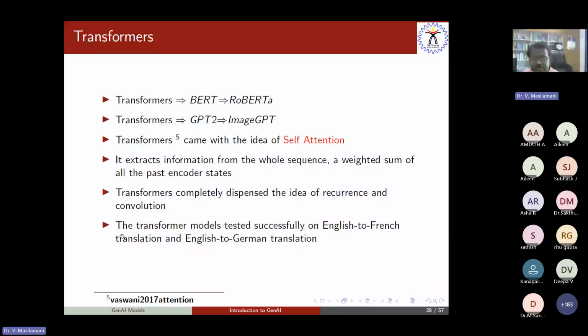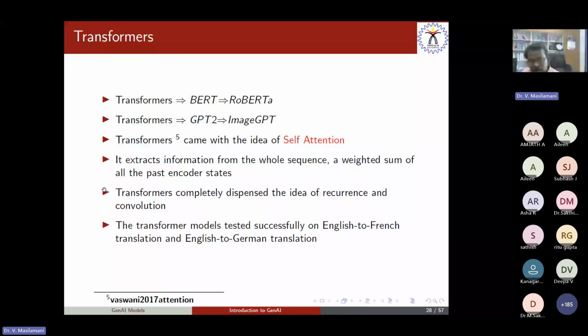It extracts information from the whole sequence. The information is nothing but a weighted sum of all the past encoder outputs. States mean outputs here. The transformers have completely removed the idea of recurrence that is there in the recurrent neural network, and it also does not involve convolution. Look at the previous models we saw, like the autoencoder, variational autoencoder, and vector quantized variational autoencoder. They all have two networks called encoder and decoder, which can be built using CNN, but transformers have not brought in anything like a recurrent network or CNN. It is free from those two.